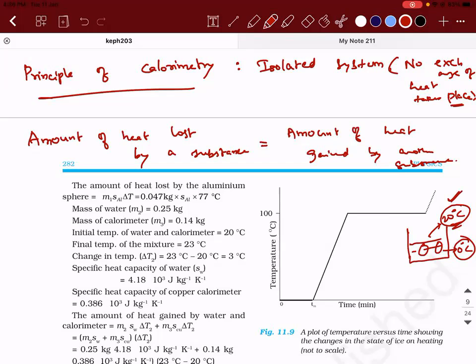Correct? Water will melt the ice. Let's say it is happening at 0 degrees Celsius itself. After the ice has got converted to liquid form, at least some part, let's say this much ice is there, this much part has got converted to water. Let's assume. Okay. Then what will happen?